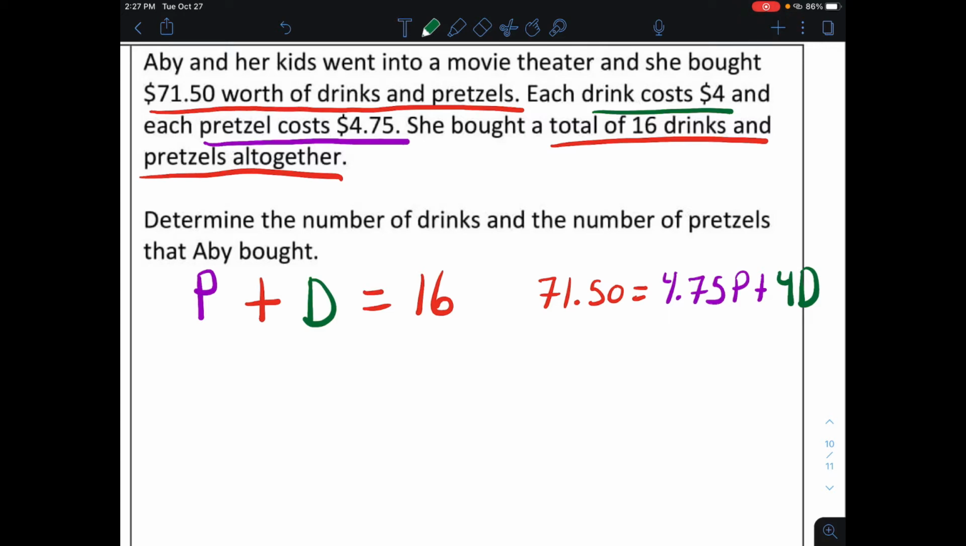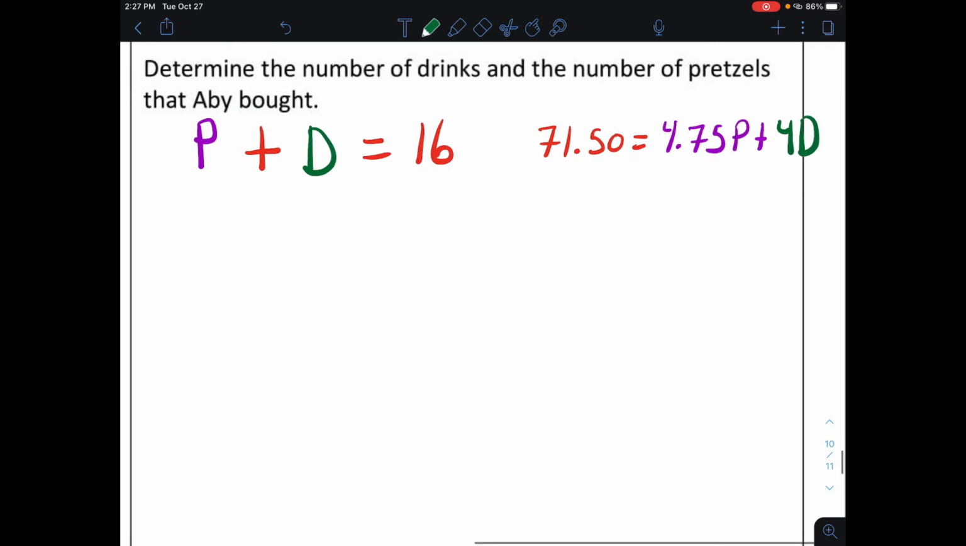Now, we're going to take the easiest looking equation that we have, and we're going to write it explicitly. And the easiest looking equation we have is here on the left. And I'm going to say, let's just write this as P equals. So I'd subtract the D to the other side, and we'd have P is equal to 16 minus D. So there's an equation that I'm going to use. And I'm going to go over to my right-hand equation, and I'm going to start writing it.